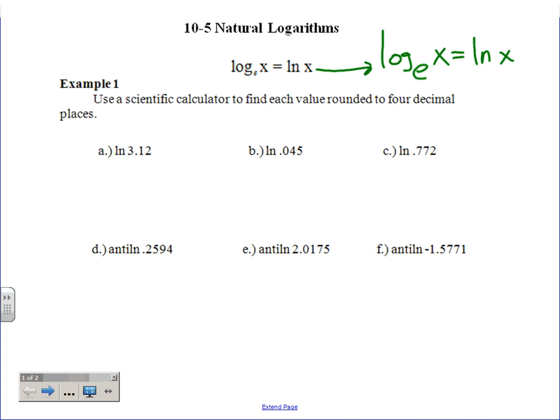Now I know it's funny that it's an L and then an N. You can blame the French for that because they called it log naturel. But natural log is basically a log base e. Now e is actually a number that occurs a lot in nature.